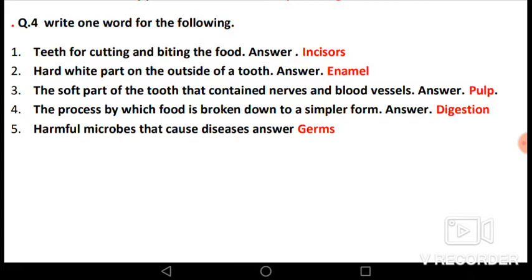Fourth is the process by which food is broken down to a simpler form, which is called digestion, which is very important for our health. Fifth, harmful microbes that cause diseases are called germs. There are 4 harmful microbes: virus, fungi, protozoa and bacteria.